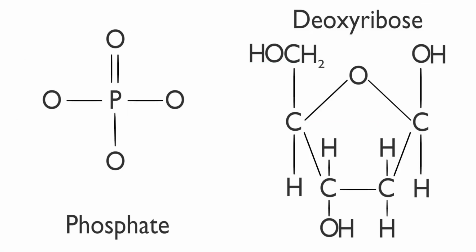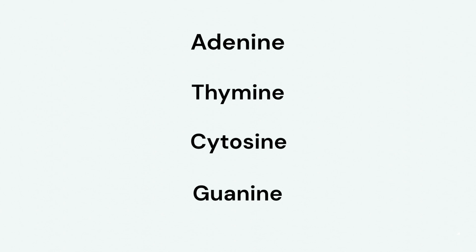Deoxyribonucleic acid, or DNA, is made up of smaller monomers called nucleotides, which themselves are made up of three constituent parts: the deoxyribose sugar and phosphate, which form a backbone that provides the framework for the third component, nitrogenous bases. There are four bases: adenine, thymine, cytosine, and guanine.